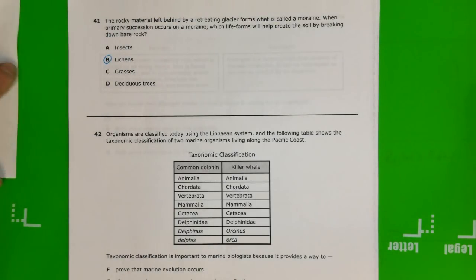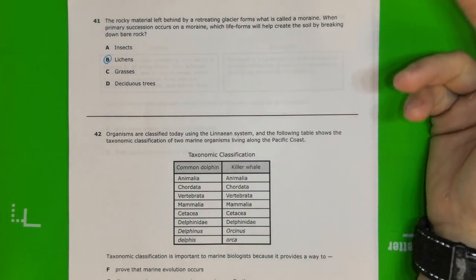41. The rocky material left behind by a retreating glacier forms what's called a moraine. When primary succession occurs on a moraine, which life form helps create the soil by breaking down bare rock? All right. Well, when we talk about primary succession, we got to think about, okay, let's think about the wildfires that California recently had. Those are undergoing succession right now.